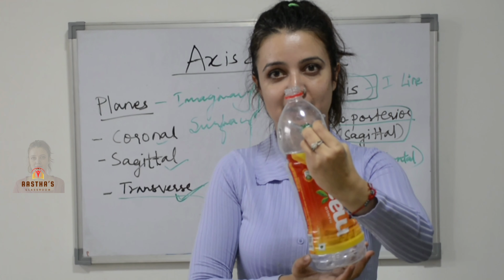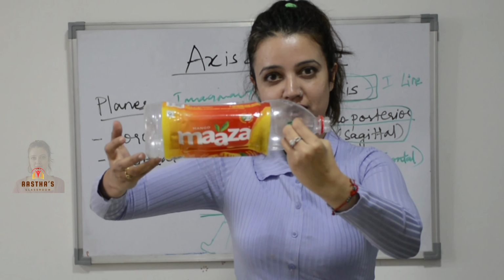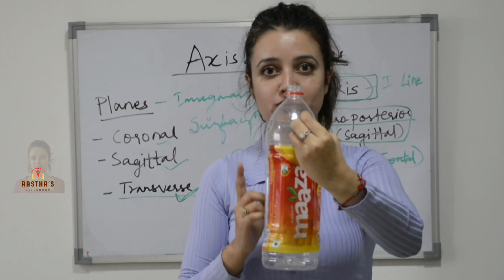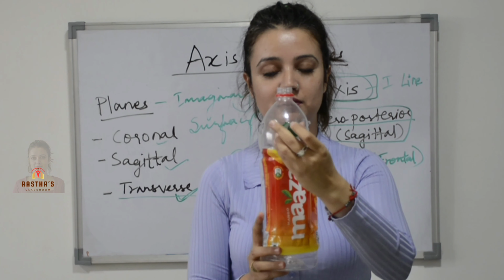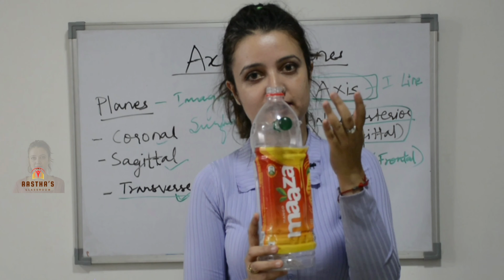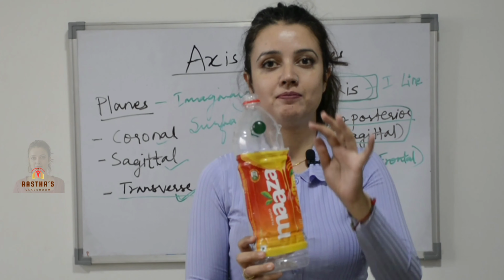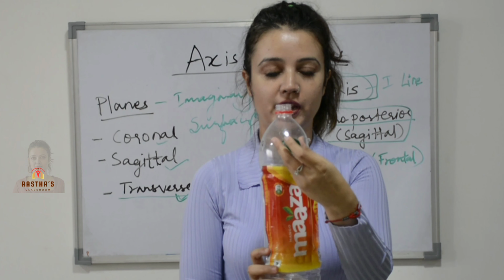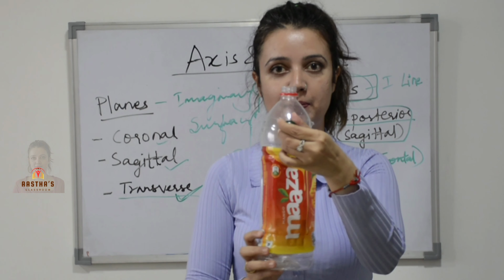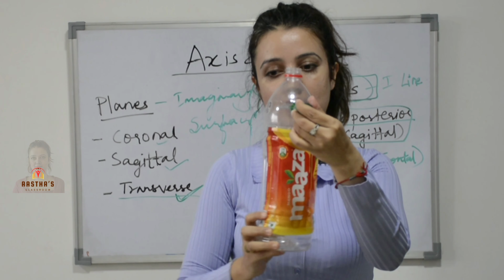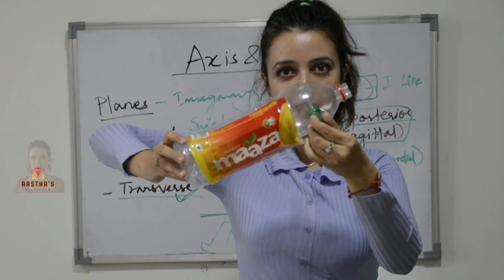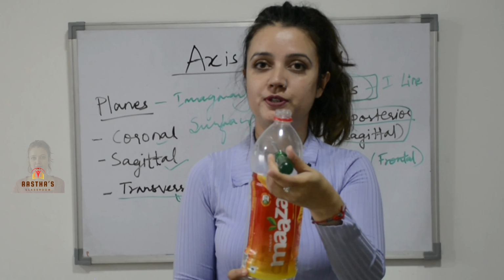Abduction and adduction. Therefore, the only movement available that can happen in the anteroposterior or sagittal axis is, and the same theory works for every joint in our body. So the anteroposterior axis causes what movement? Abduction and adduction. I hope it is very clear.